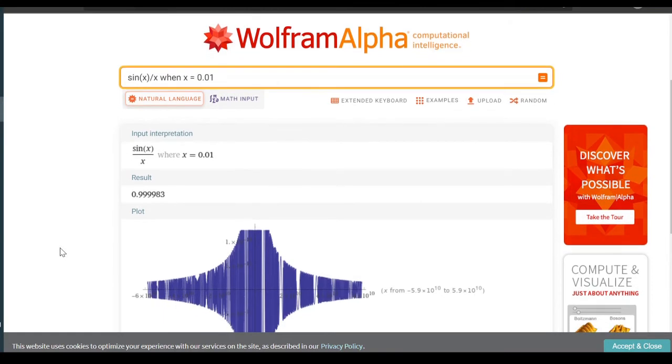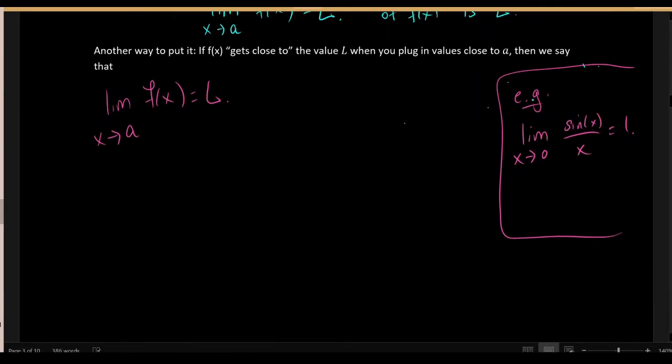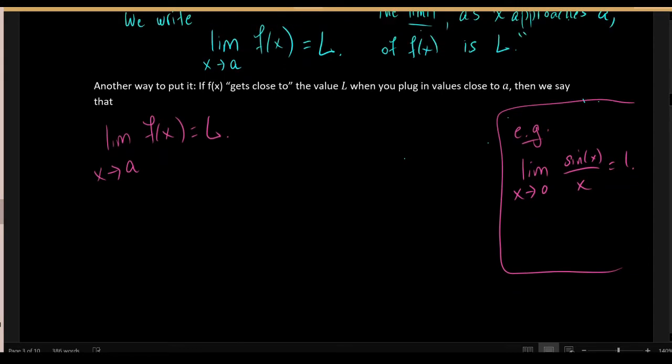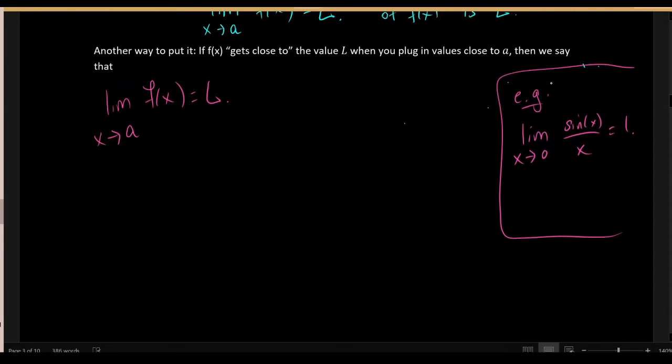We can check this out using Wolfram Alpha, for example. If I wanted to plug in a number like 0.01 into sine of x over x, notice how close x is to the value 0. When I plug that into the function, I get an output which is extremely close to 1. Now, one really important thing to bear in mind about limits is that limits are concerned only with what is happening near, close to, in the neighborhood of x equals a.